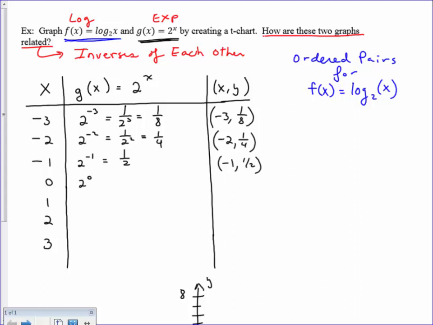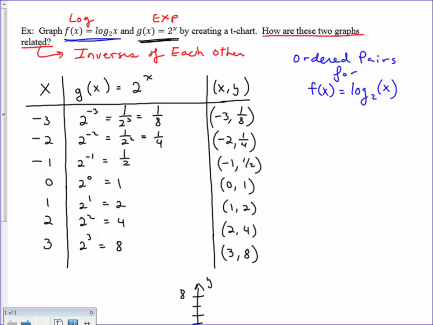2 to the 0 is 1. So 0, 1. 2 to the first is 2. So 1 and 2. 2 to the second is 4. So 2 and 4. And then 2 to the third power is 8. So 3 and 8. These are the ordered pairs for my exponential function 2 to the x. Because the log function is the inverse, I will simply flip the ordered pairs.